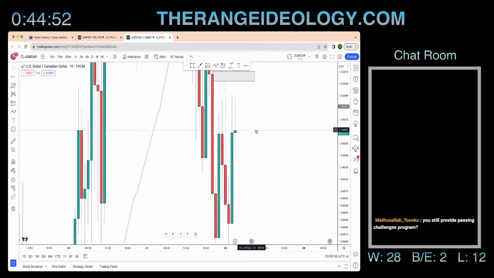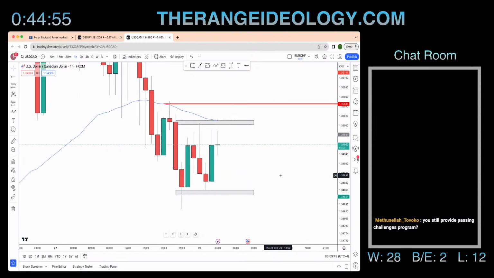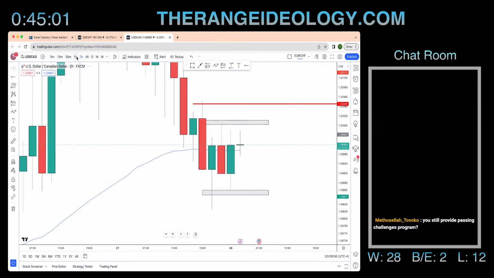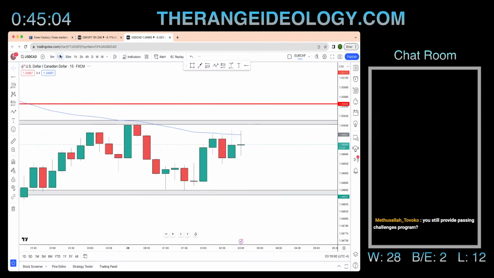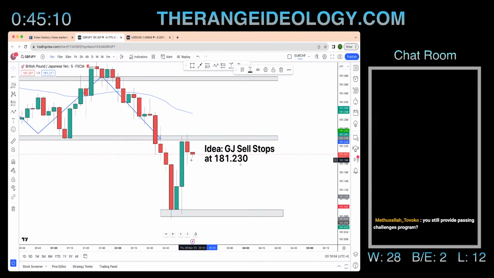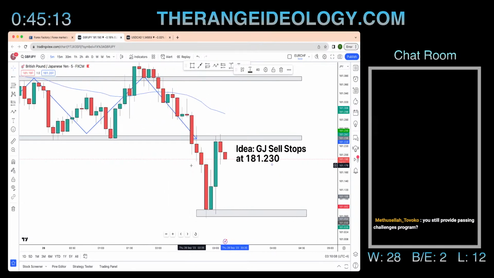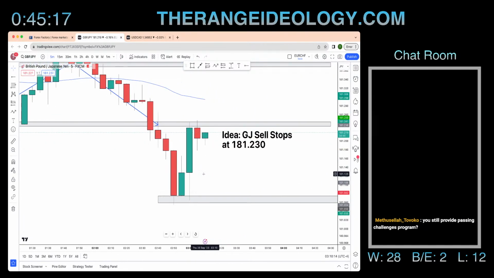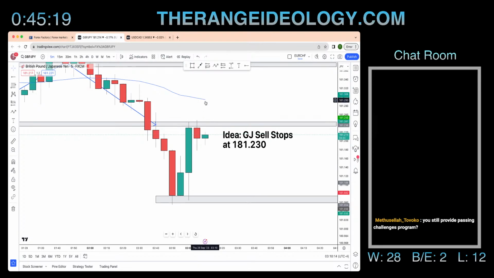And USD CAD is wicking here, as we know that there's a 4 hour EMA here, along with the 2 hour EMA as well. But let's see. We just need one push above here so we can be confident in entering these sell stops.